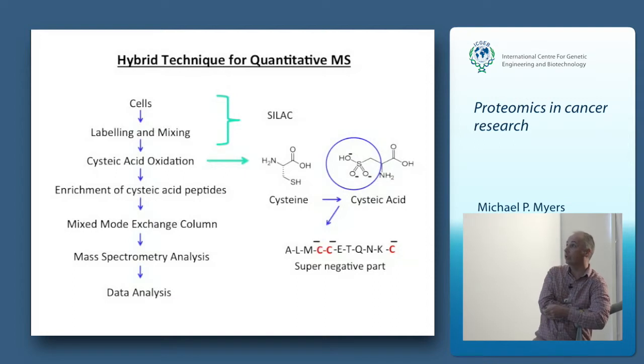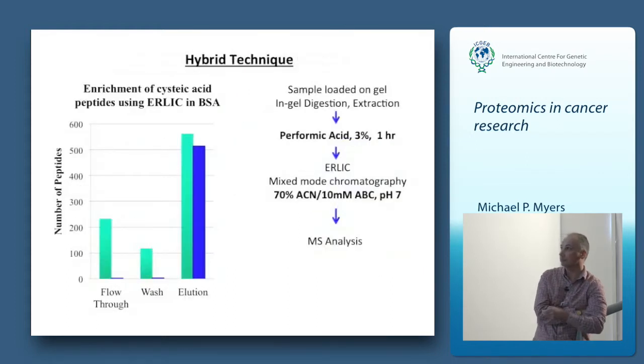The interesting thing about cysteic acid is that it's very strongly negatively charged. So you're adding a new negatively charged element to your peptide mixture, and you can use this as a means to fish out the peptides containing cysteic acid.